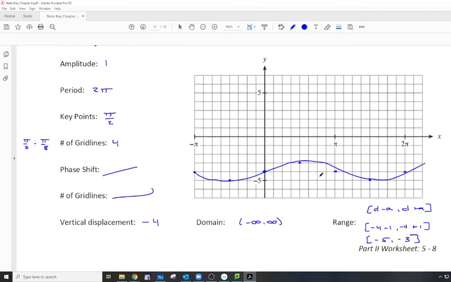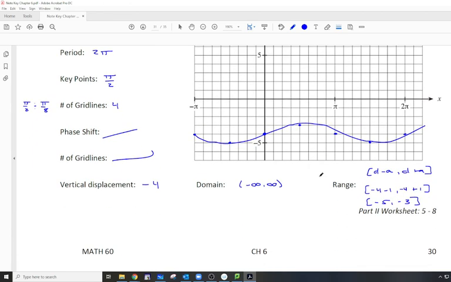And what did it affect? Well, it affected my range, right? That's the big thing. So now you can do part 2, worksheet numbers 5 to 8.